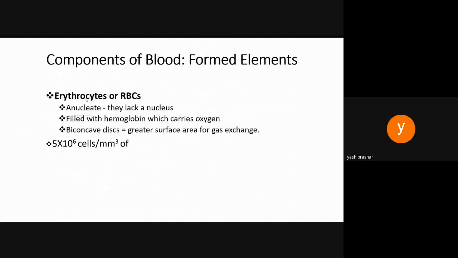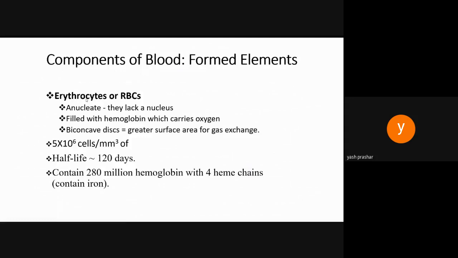Now, talking about erythrocytes or RBCs, red blood cells, they are anucleate, lacking a nucleus, and they're filled with hemoglobin, which carries oxygen. These are biconcave discs, which have a great surface area for gas exchange. Only this shape helps in gaseous exchange. The half life is 120 days for RBCs, and they contain 280 million hemoglobin molecules with 4 heme chains that contain iron.